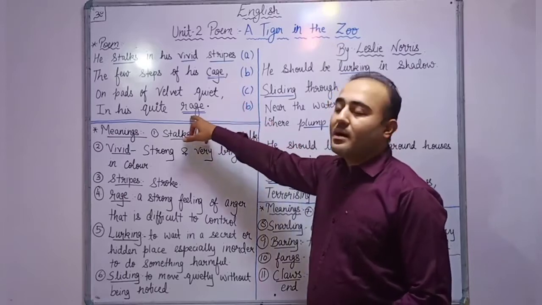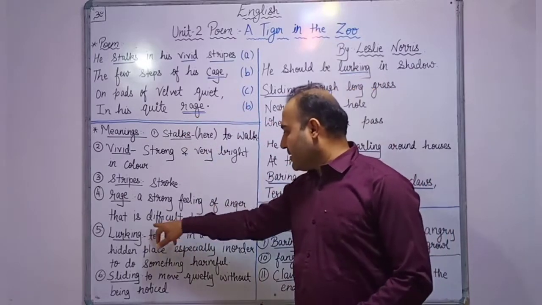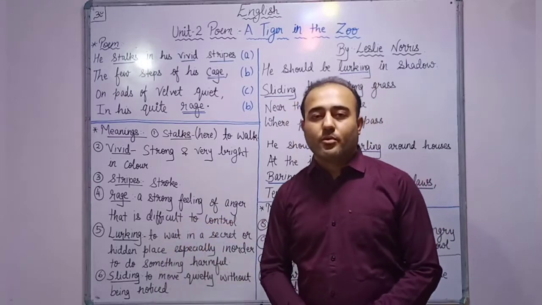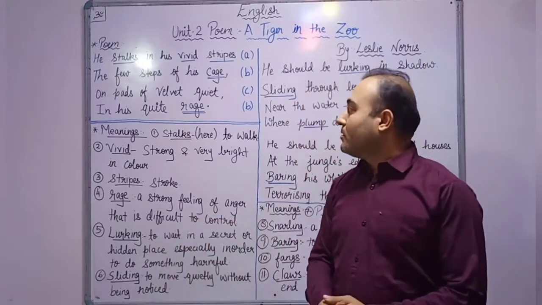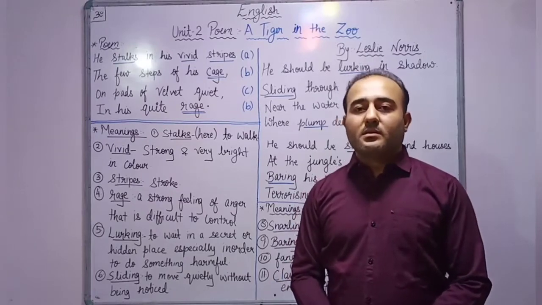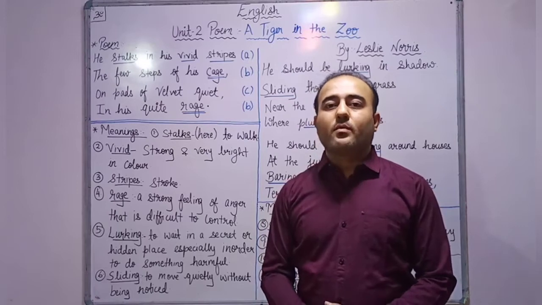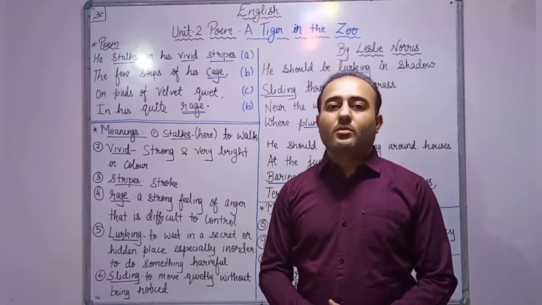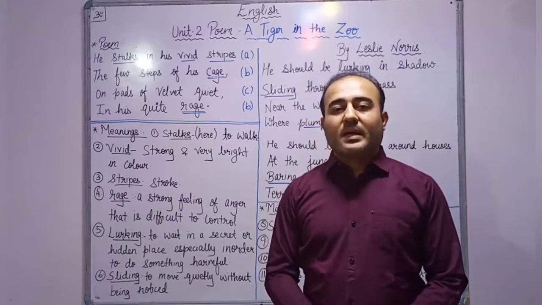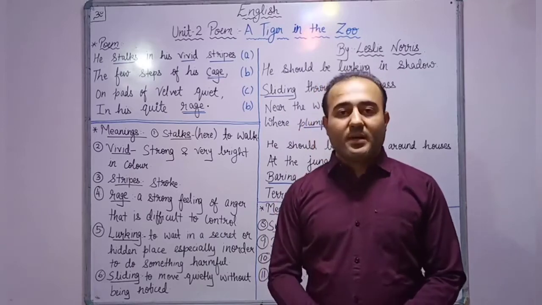Then rage. Rage means a strong feeling of anger that is difficult to control. Okay, so by seeing the first paragraph, we can say that the poet, in the first paragraph, tries to give us the description of the tiger's appearance in the zoo or the cage and its daily movements.